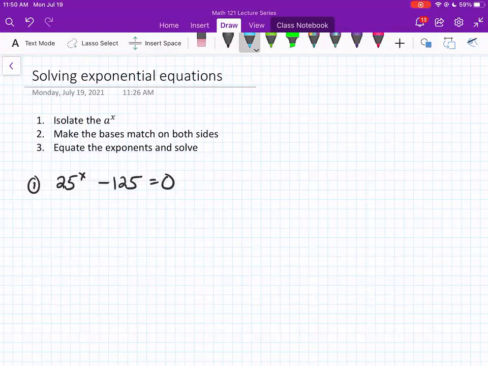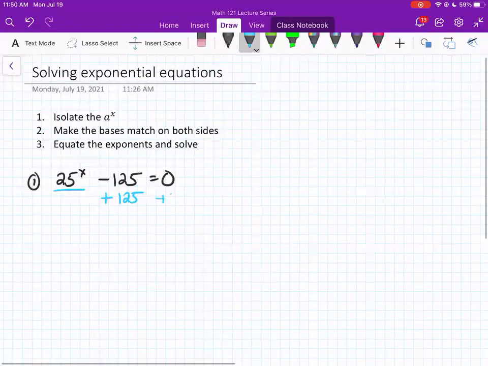As an example, consider 25 to the x minus 125 equals 0. Our first goal is to isolate the a to the x term. So I'm going to add 125 to both sides, leaving me with 25 to the x equals 125.